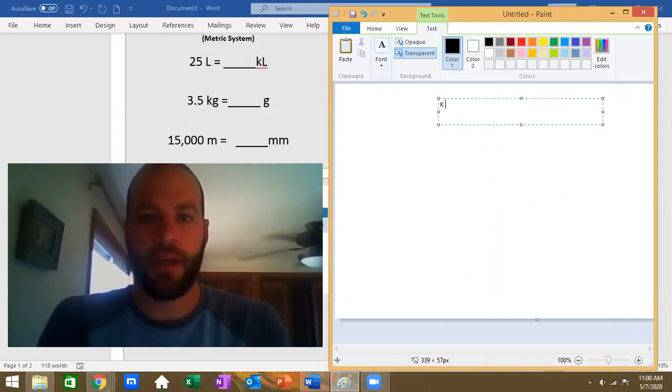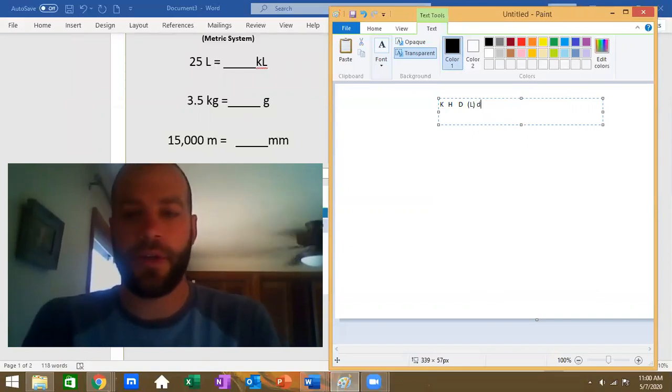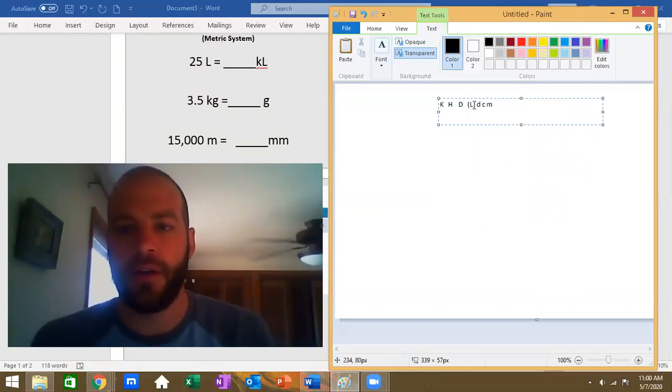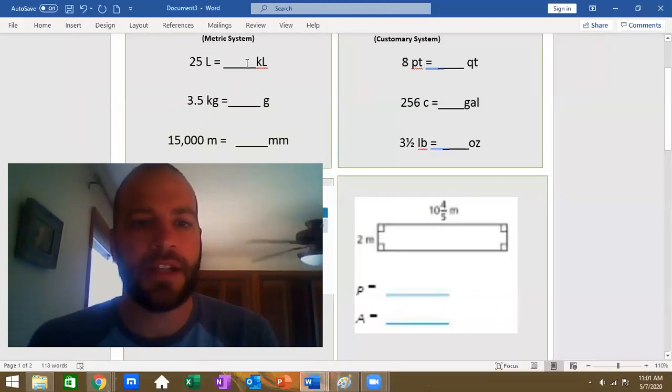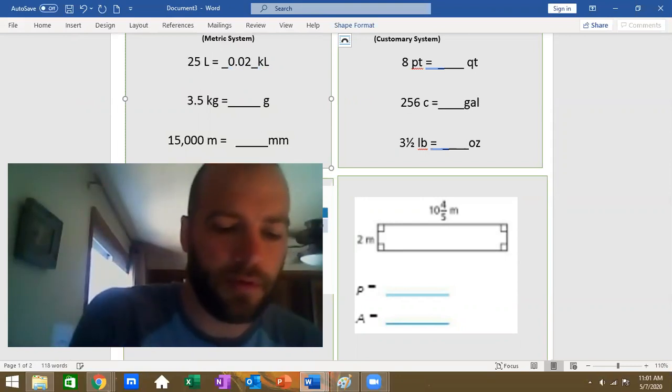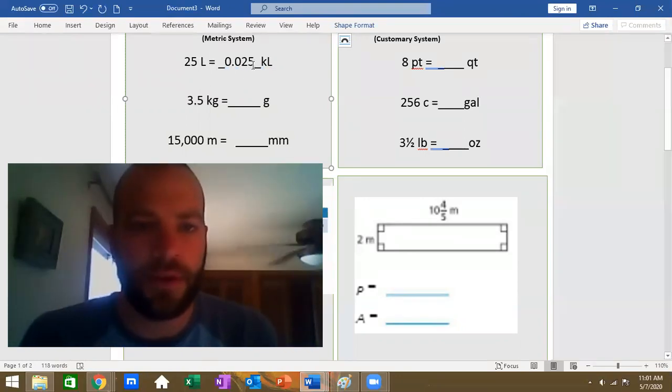So King Henry Guy. We're working with liters, so our base is liters. Everything has a liter to it. By drinking chocolate milk. The first one, we're going from liters to kiloliters. We're going left, 1, 2, 3. So that means the decimal is going to go left, 1, 2, 3. And it turned out to be 0.025. See, it was 25, and the decimal moves left, 1, 2, 3.